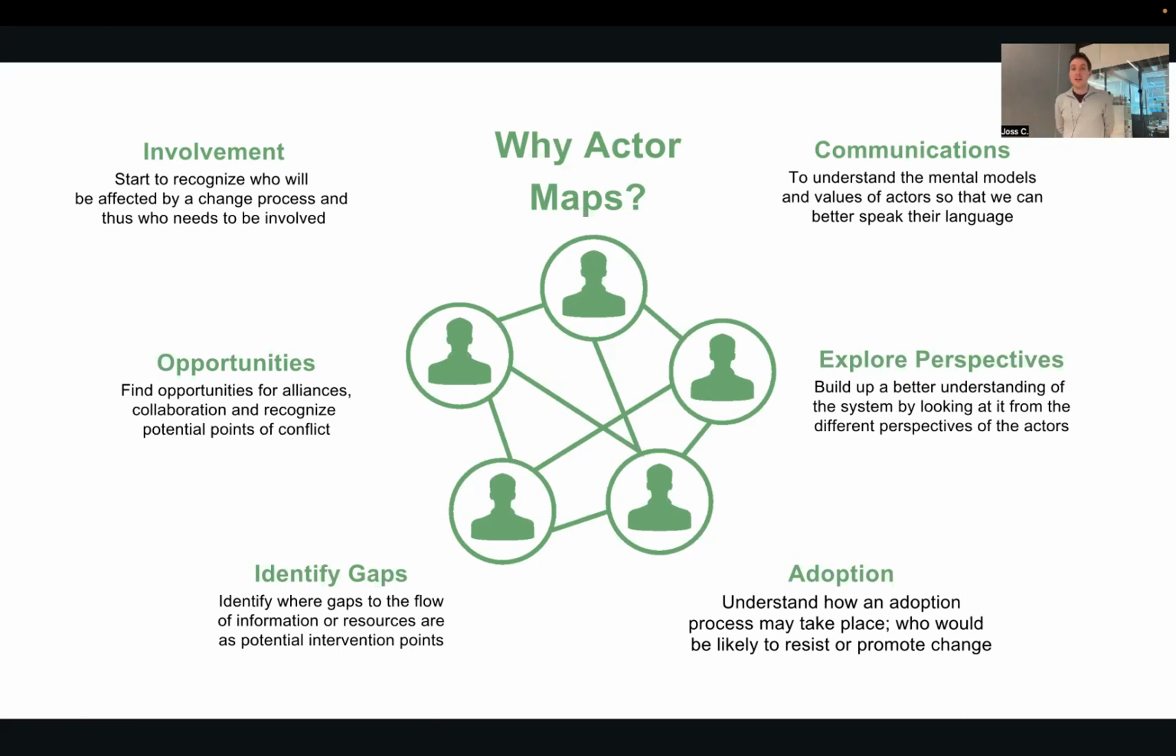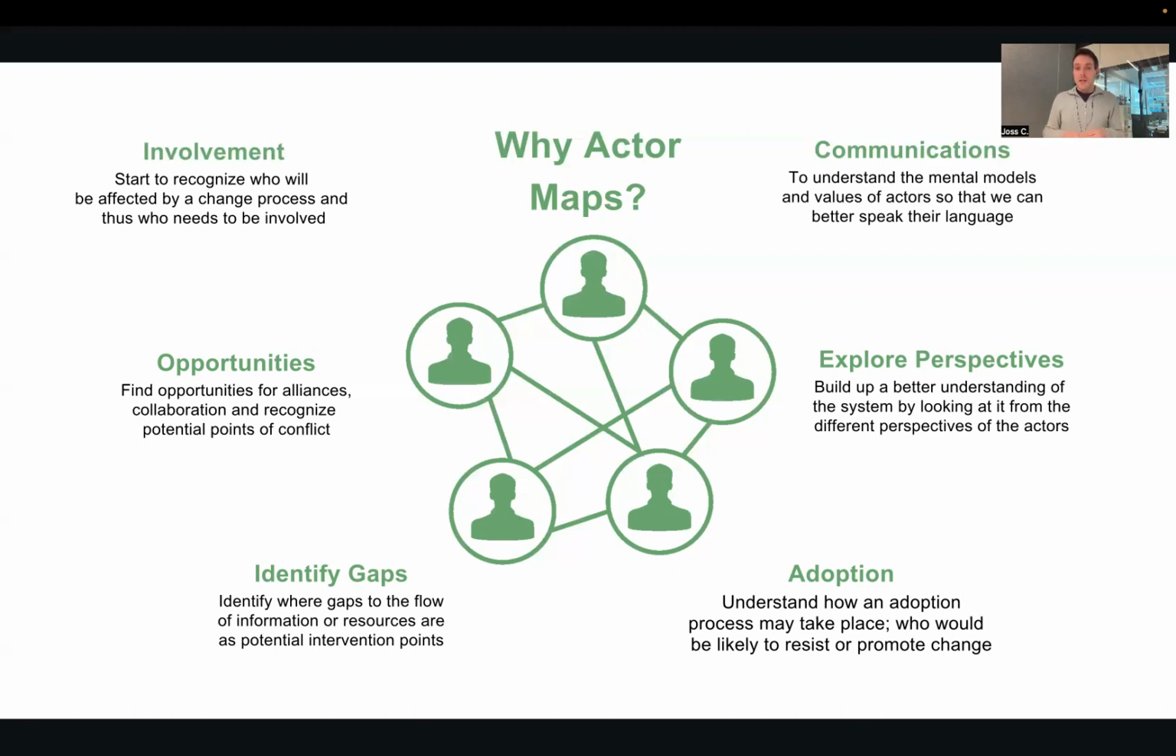So it's about involvement. We're starting to think about who we actually need to be involved in this change process so that we can understand that we aren't excluding people, we aren't leaving people out. We can understand the most relevant, important people to be involved. It's about opportunities for finding collaborations, alliances, and recognizing potentials for both opportunities, these collaborators, but also the potential points of conflict. So we're going in with our eyes fully open as to what this landscape looks like, who needs to be involved, and where the opportunities and challenges are, and so forth.